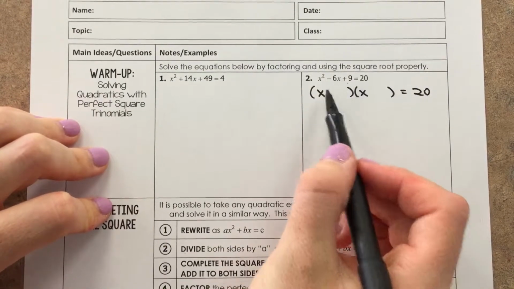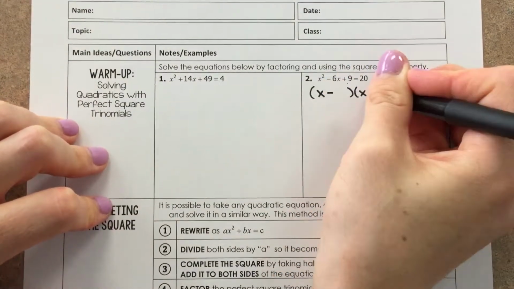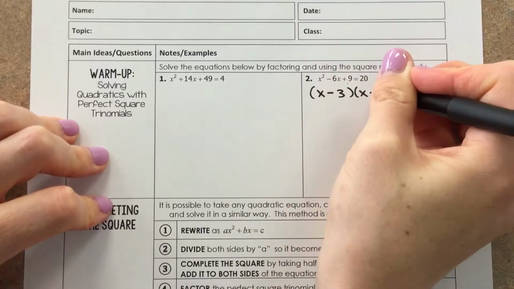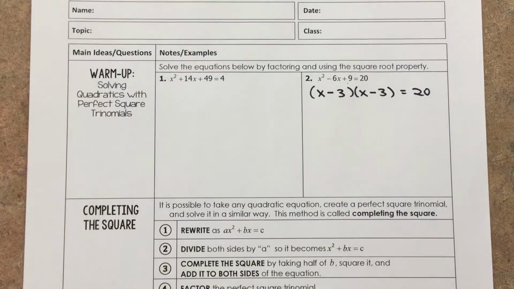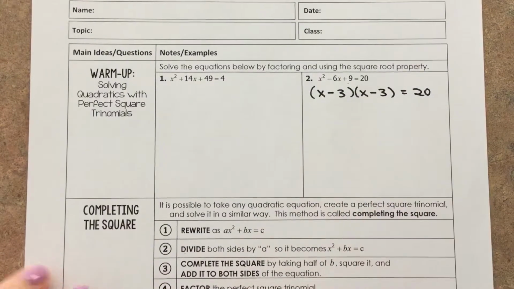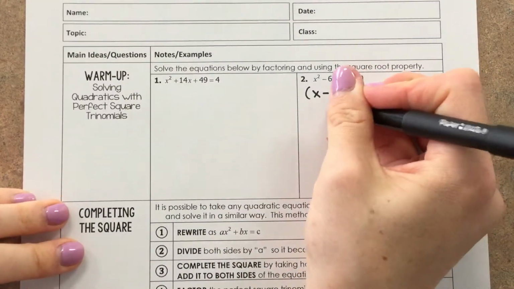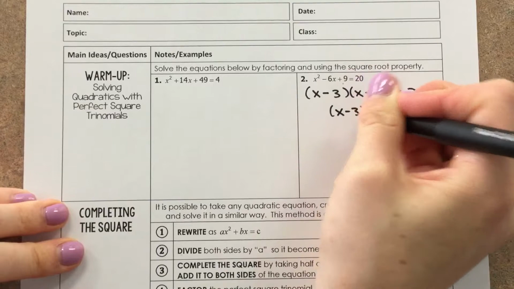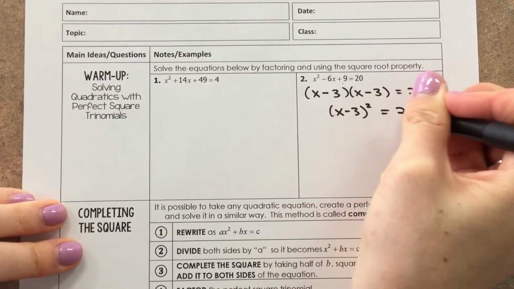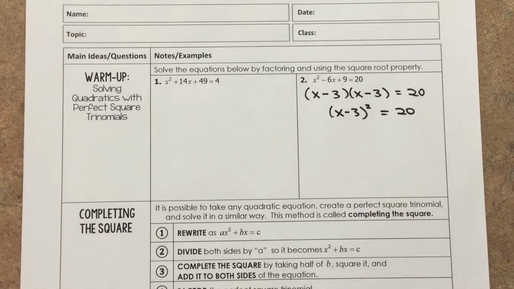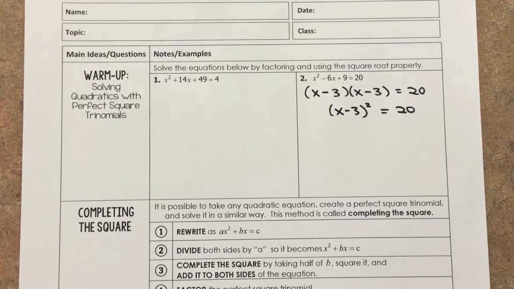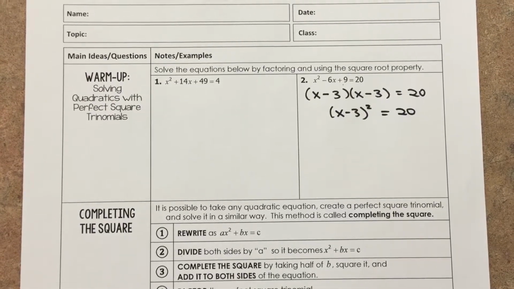Multiplying to +9 and adding to -6, we know that they're both going to be negative, and that would be 3 and 3. The reason that we call this a perfect square trinomial is because these are identical, so we can write them in their squared form. We can take this and write it as (x - 3) squared. So this looks an awful lot like the ones that we solved a few lessons ago where we had like x squared equals a number, because we can solve it the same way.